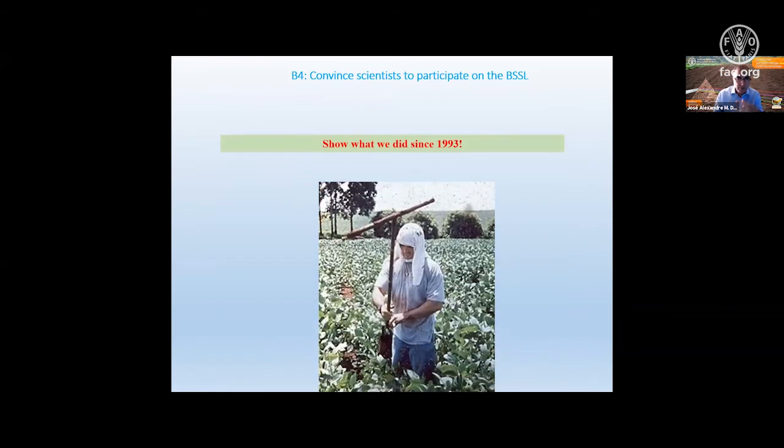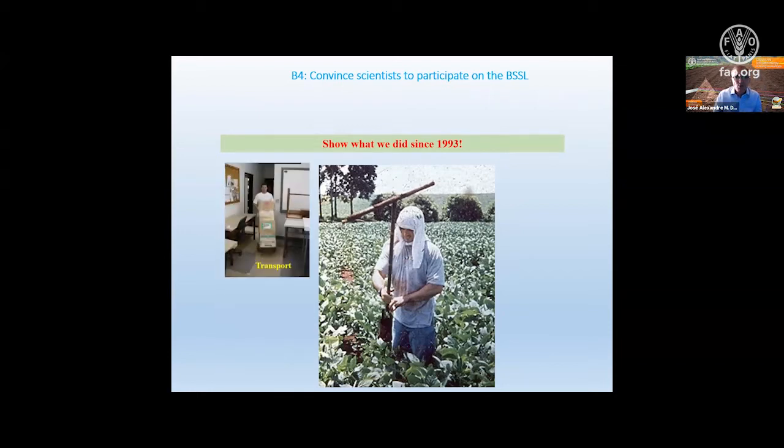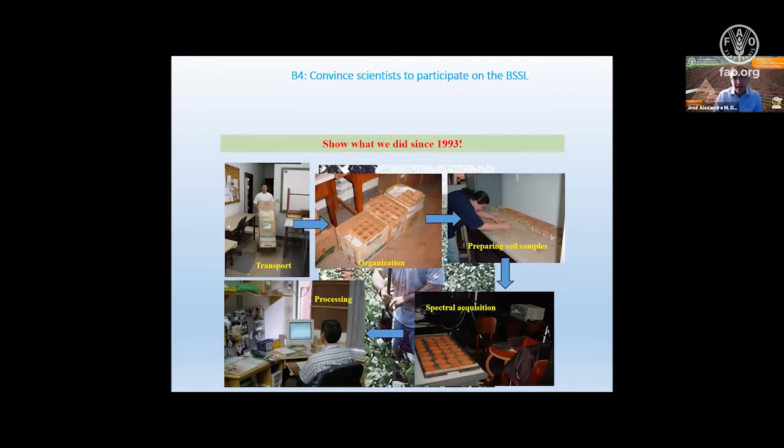Now, how to convince scientists to participate in this Brazilian Soil Spectral Library? The first thing was that we had to show what we had done since 1993. I had to show everybody what we were doing. Here I was, still young, collecting soil samples and thinking about what a laboratory would be like. At that time we made spectral laboratory tests and measurements and saw that it really could function. So I took this information and started to describe it to them through bulletins, papers, lectures, and mails, and started to spread it to everybody.